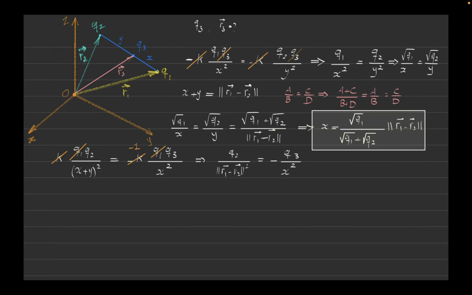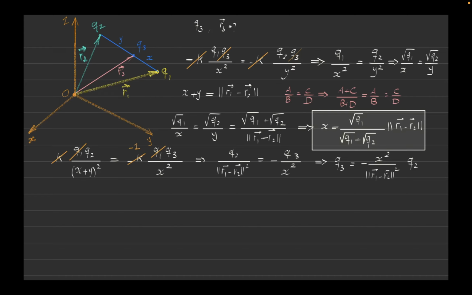Okay, but look, I am looking for the magnitude of charge q3. So q3 from this equation will be minus x squared divided by norm of r1 minus r2 squared multiplied by q2. Let me double check if I am right. So q3 is this x squared times q2. That's correct. Yes, that's correct. And that is exactly the q3 that I am looking for.